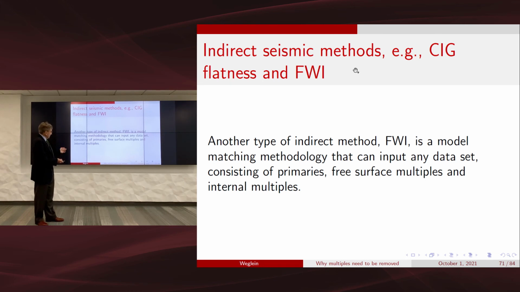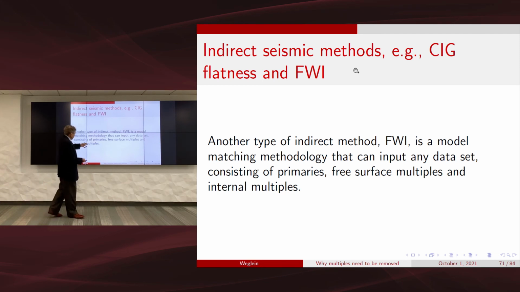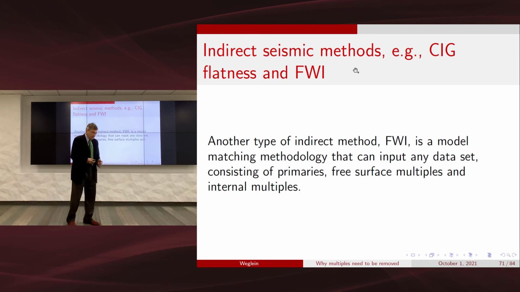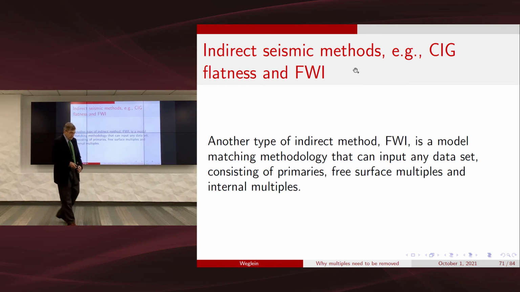Model matching, where you match primaries, free surface multiples, and internal multiples in principle. Just match. In other words, you have an actual trace, and you have a trace from a model which has primaries and multiples. You adjust the model trying to make these two traces the same. That's what it's about. You can make it very abstract, you can fancy it up, you could put a different set of clothes on it, but what I just said is what it is.